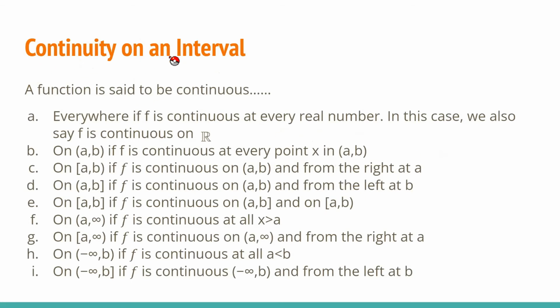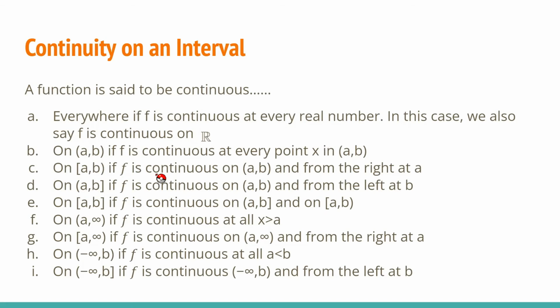A function is said to be continuous everywhere if f is continuous at every real number. In this case, we also say f is continuous on R. On open intervals a to b, f is continuous if it is continuous at every point x in between a and b, but not including a and b, just whatever values in between them.